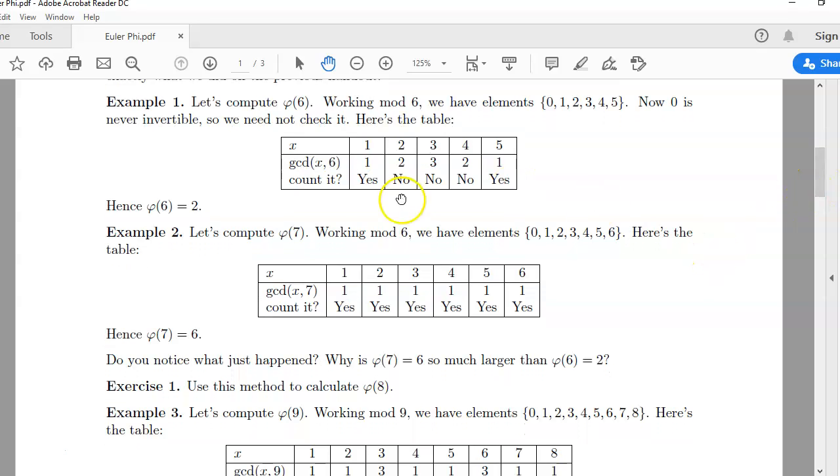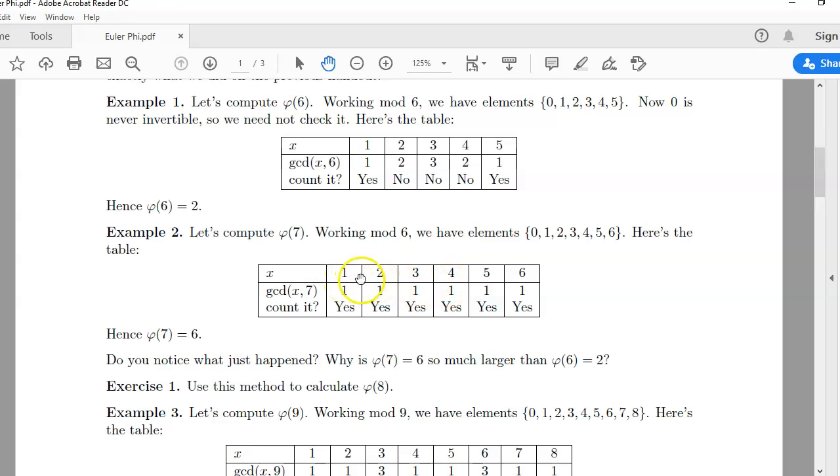Let's try that again with phi of 7. Okay, so we work mod 7. I'm sorry, there's a typo right there. Sorry, typo. That should be a 7. When you work mod 7, you have elements 0, 1, 2, 3, 4, 5, 6. Okay? So here's a table that you have. You have the elements 1, 2, 3, 4, 5, 6. I'm not checking 0. You take the GCD of each one of these against 7. All right?